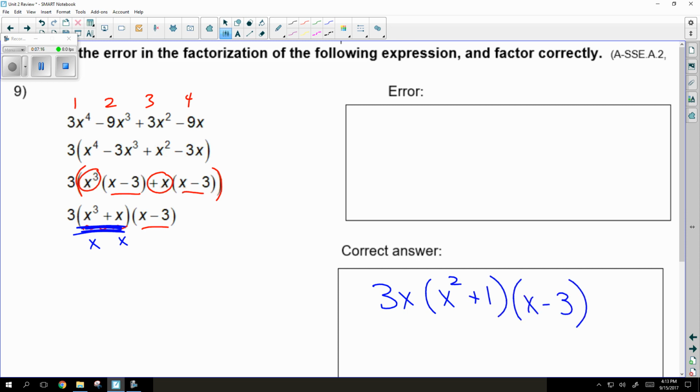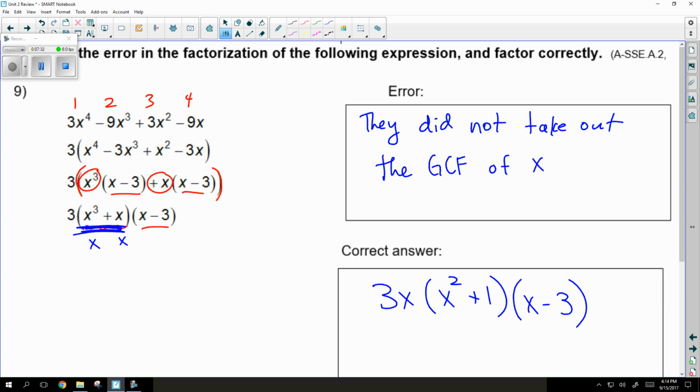So the error, they did not take out the GCF of x. And you can see it in the first step. It's got x, x, x, x. If they all have it, you should be able to take it out.